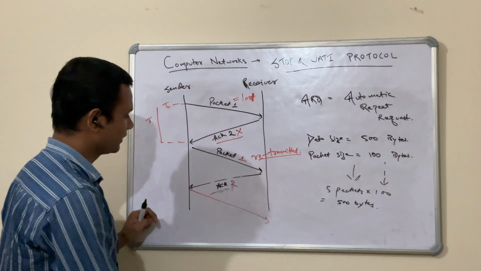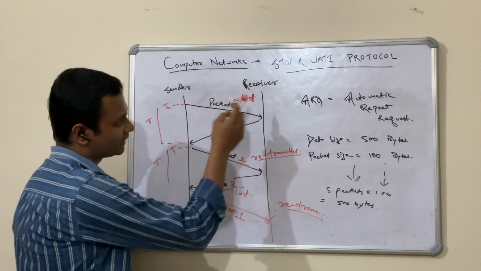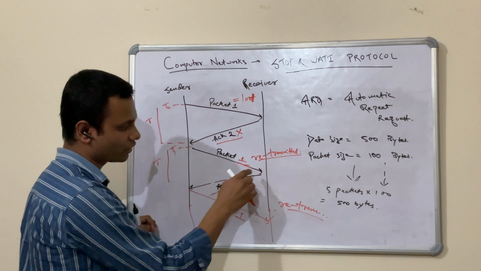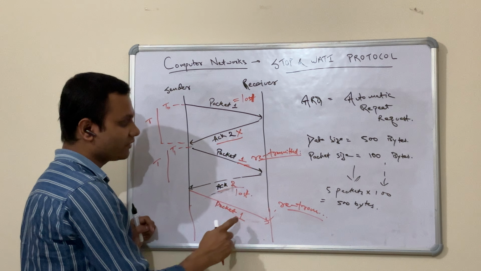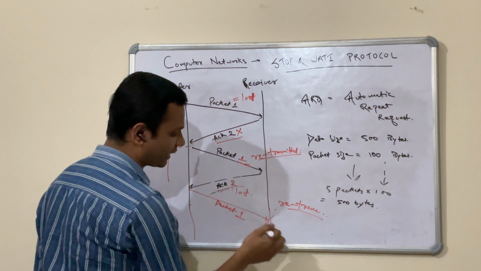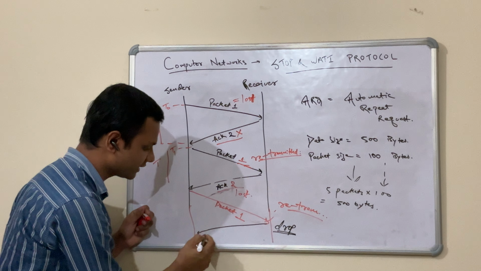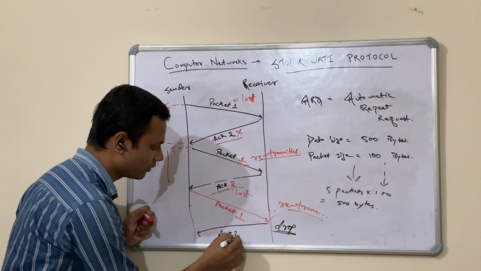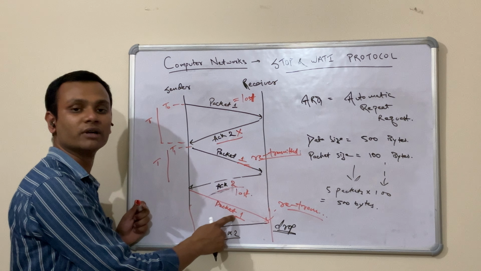And now what happens is that the receiver already has this packet 1, because we know that packet 1 was already received at this point. So the receiver drops the packet, because it already has this packet, and it sends ACK 2 again, because it knows that it wants packet number 2, not packet number 1.